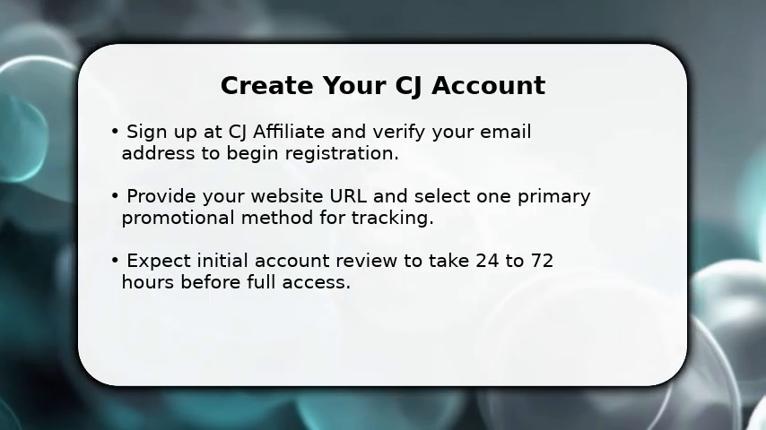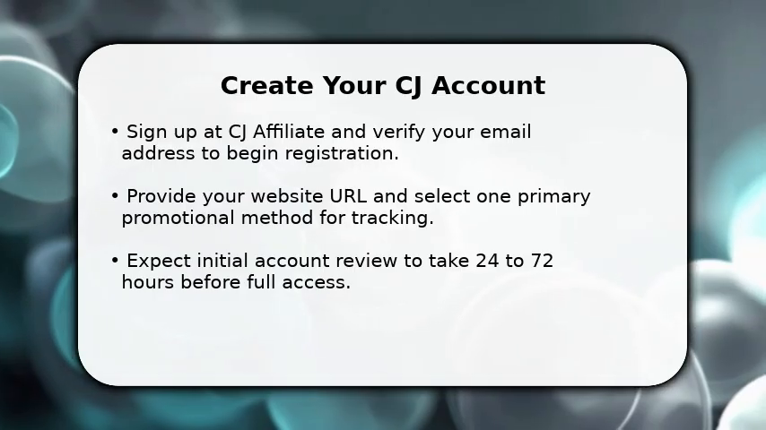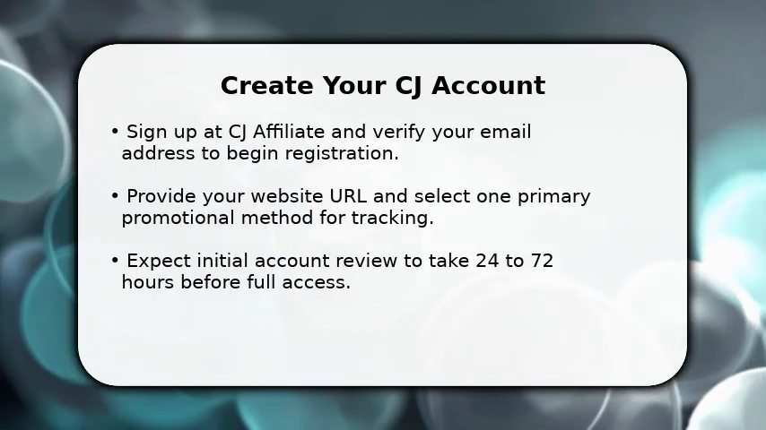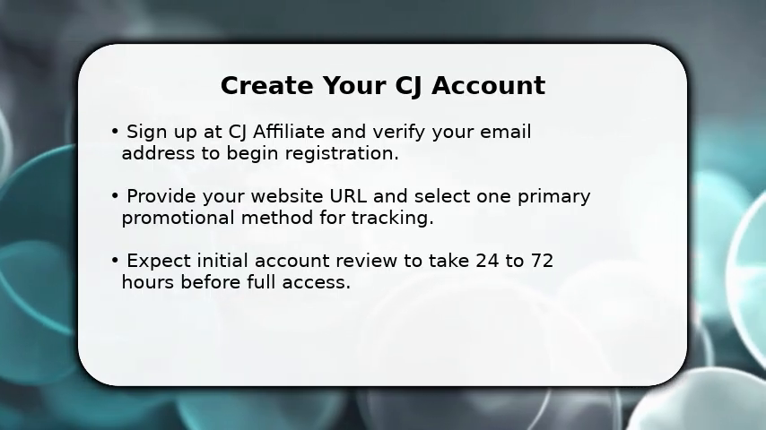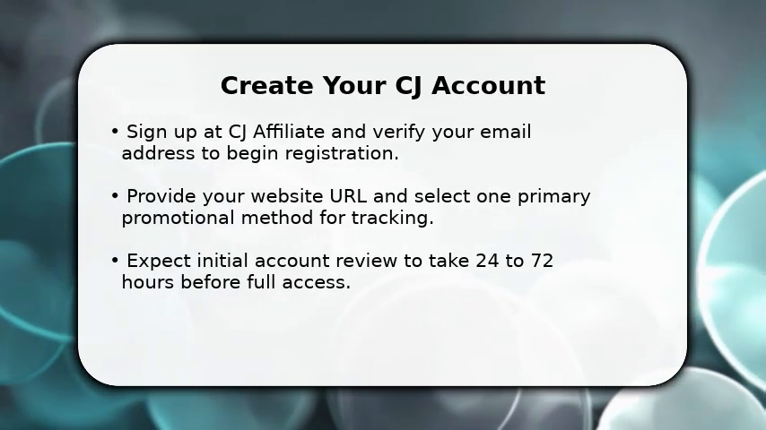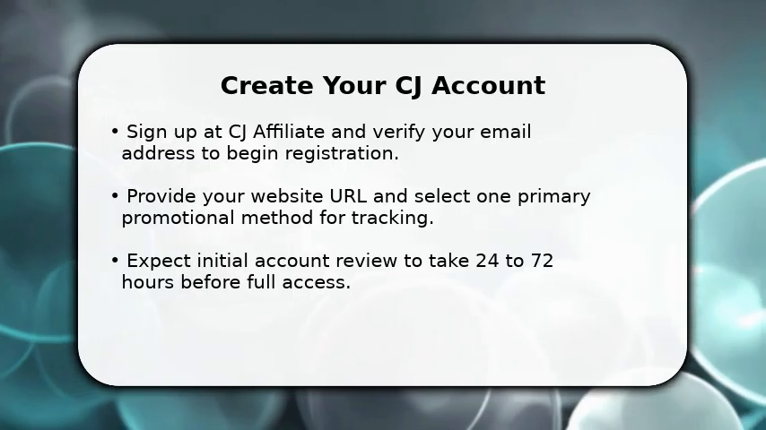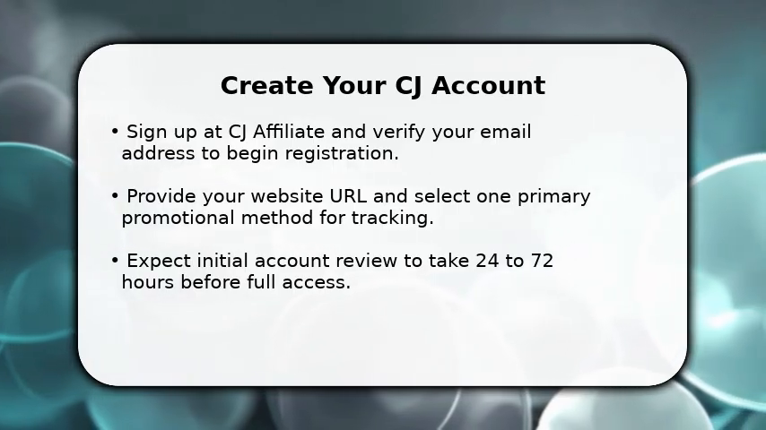Sign up at CJ Affiliate and verify your email address to begin registration. Provide accurate personal details and a secure password for your new account. Add your primary website URL and describe your promotional methods clearly for the advertiser review.